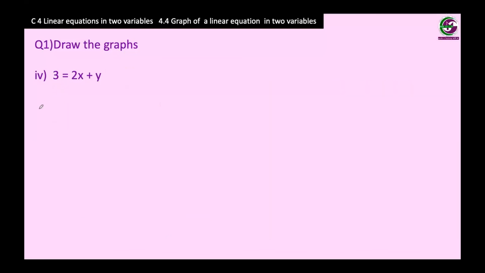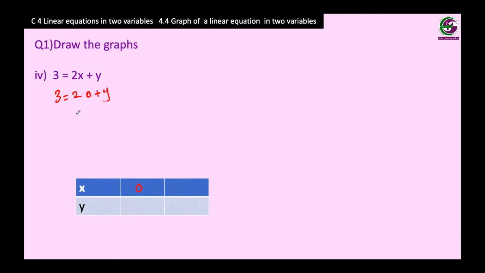Question number 1. Let's draw it in the table. If x is equal to 0, what will happen to y? 3 is equal to 2 times 0 plus y, or y is equal to 3. So if x is equal to 0, then y is equal to 3.